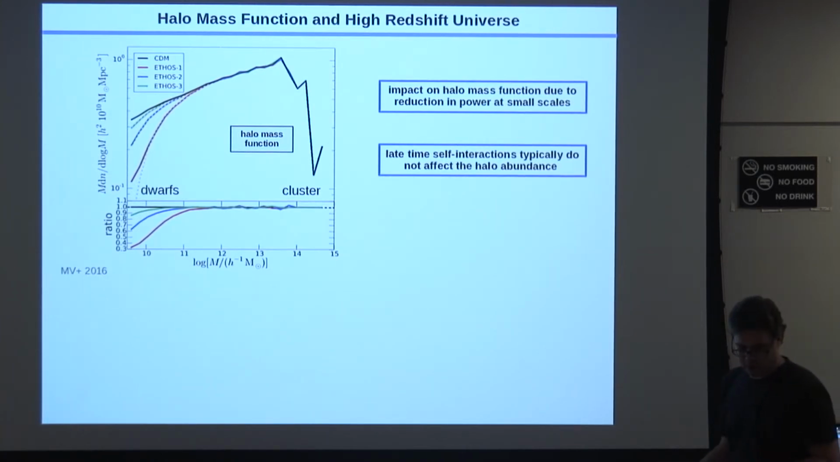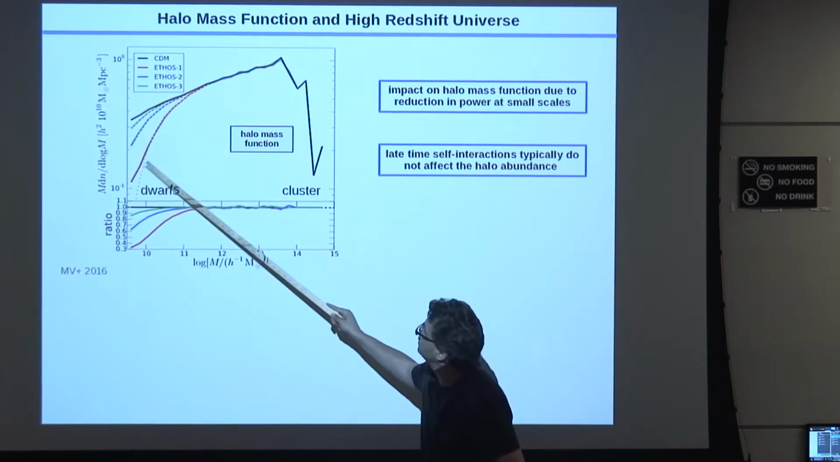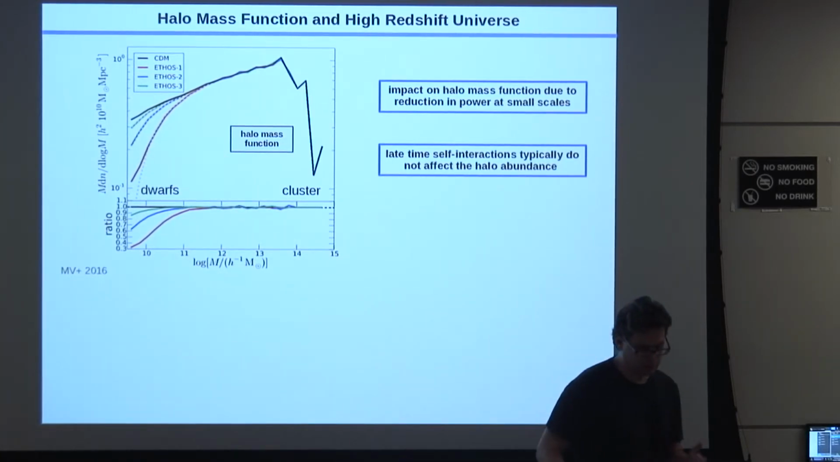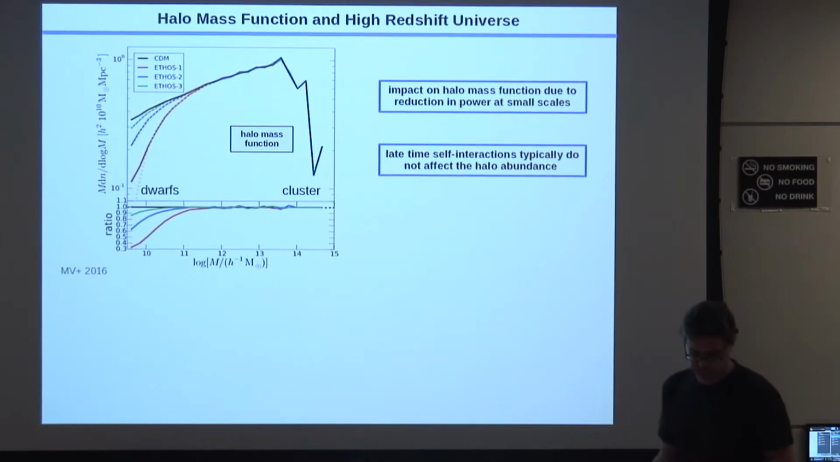Then just a quick comment. You saw this plot before where we looked at the faint or low mass halos, which is severely suppressed. So the question is then always, are there any high redshift constraints that could rule out these models? And the most prominent one is something we are currently working on, which are Lyman alpha forest constraints to constrain the power spectrum cutoff.